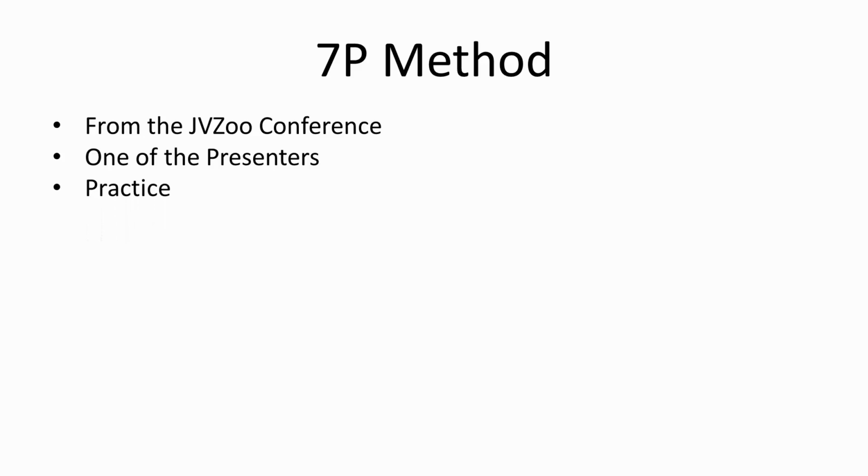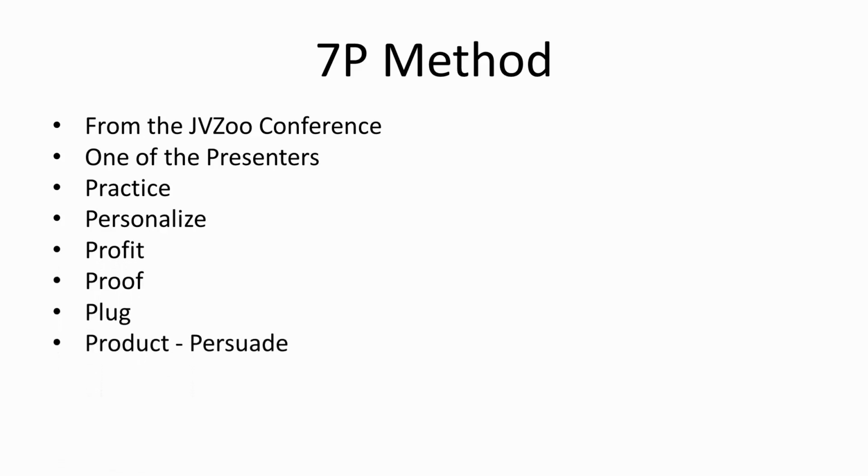And so what this is going to require, and we're going to be talking about the 7 Ps, and I'm going to introduce them to you now, is practice, personalize, profit, proof, plug, product and persuade, and promotion. And we're going to get into individually what these things mean. We're going to do this in 2 parts, and we're going to talk about the first 4 right now.